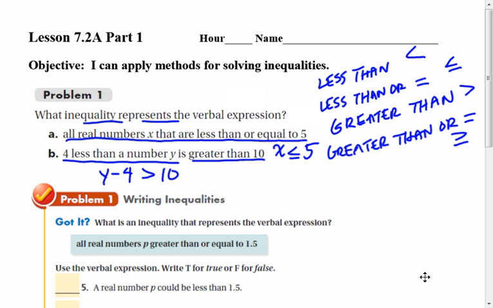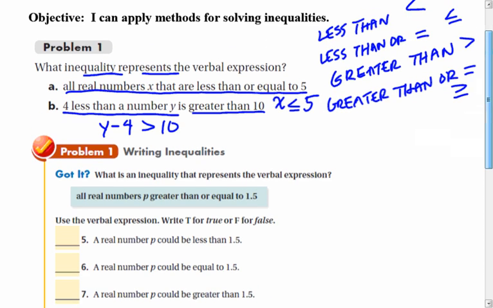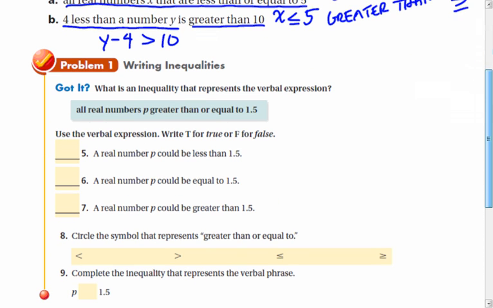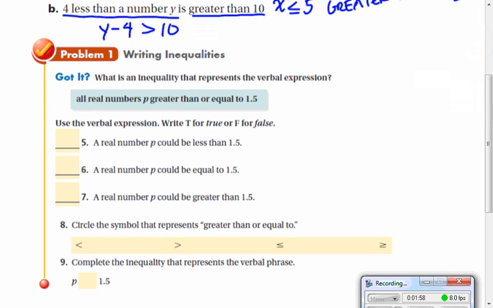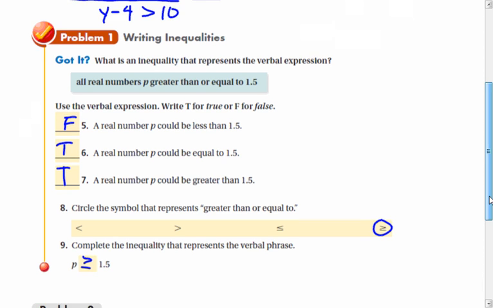Okay, now here's where I'm going to pause, and you're going to do the next couple problems, try them, and then you can check back and see if you have the right answers. Well, I hope you have the right answer.